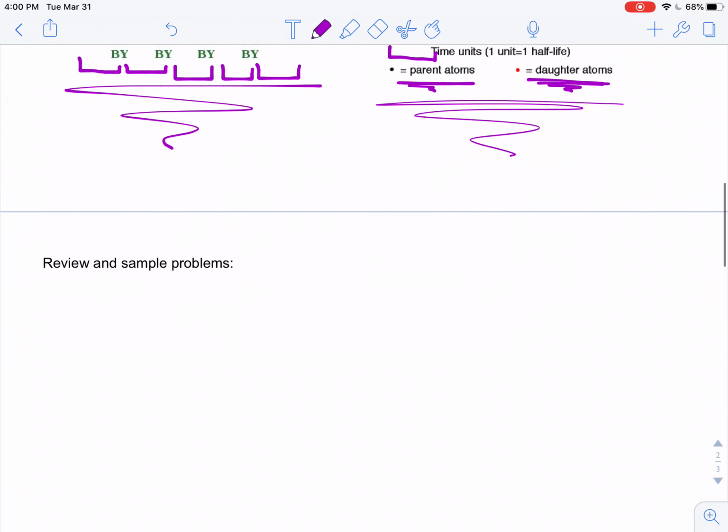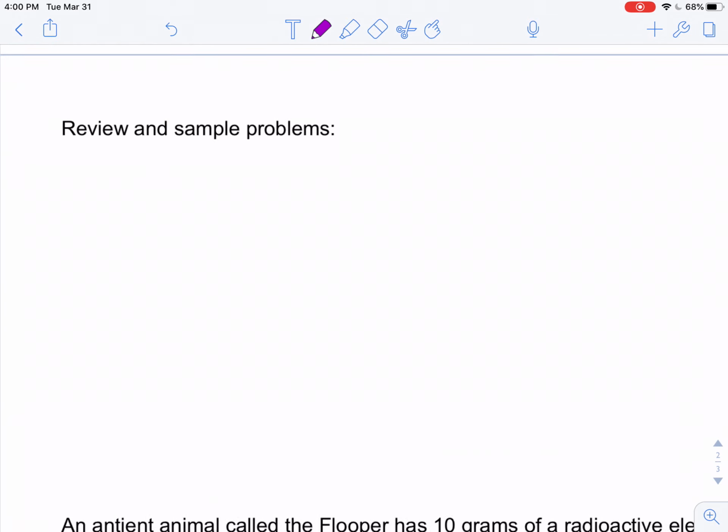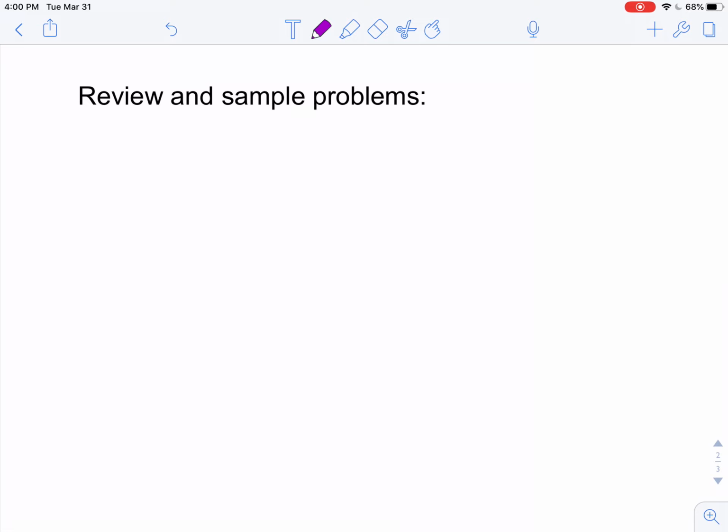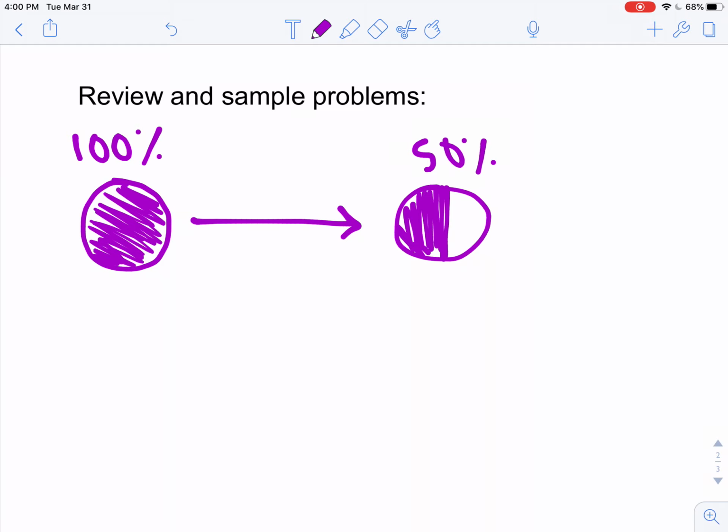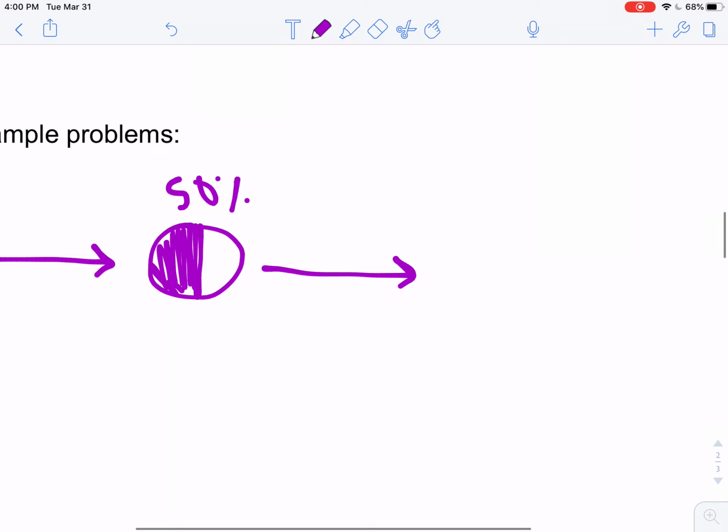Okay, so here's some review for you. At the beginning of an organism's life, let's say it has, I'll do this like a pie chart, 100% of some element, so I'll just color in this whole pie chart. So that's 100% of a certain element. After a certain amount of time, then only half of that would be left. So I'll cover in half of this. So now only 50% remains. After another half-life, only 25% would remain. So see how that gets cut by half every single time.